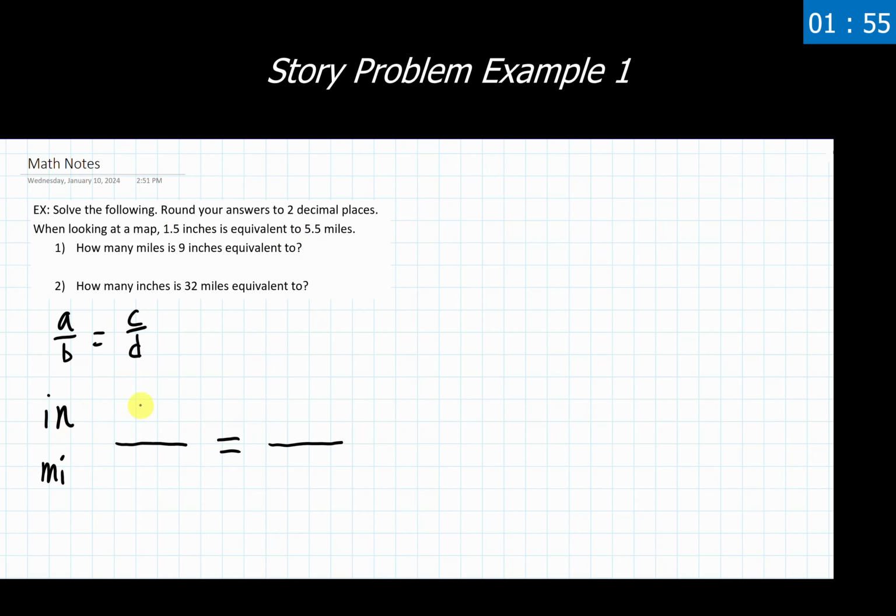Now, I've been told 1.5 inches is equivalent to 5.5 miles. So inches is in the numerator, so I have 1.5 inches, and that corresponds with and is equivalent to 5.5 miles. So 1.5 inches and 5.5 miles all go together in this one fraction. Now for my first question, how many miles is 9 inches? This 9 is an inches amount, so I know that it's going to go in my numerator part. How many miles is that equivalent to?